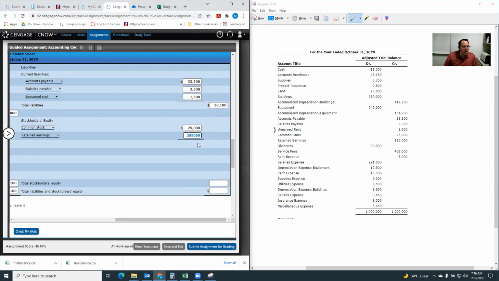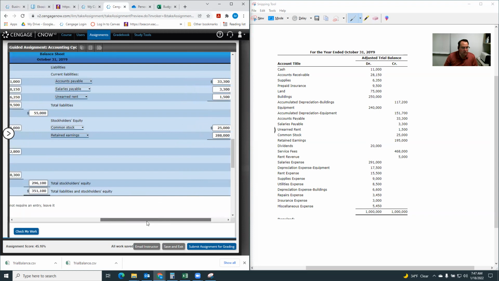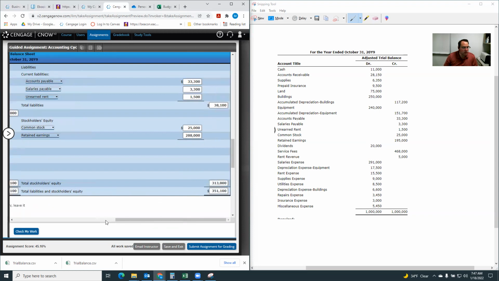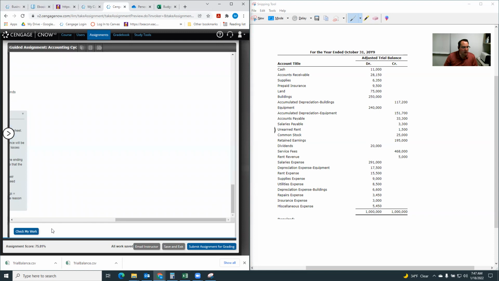So our total stockholders' equity will be the 288,000 plus 25,000, which is 313,000. And then our total of liabilities and stockholders' equity will be 313,000 plus 38,100, which is 351,100, which should match our total assets, which it does. That's good. It means that we're likely right.